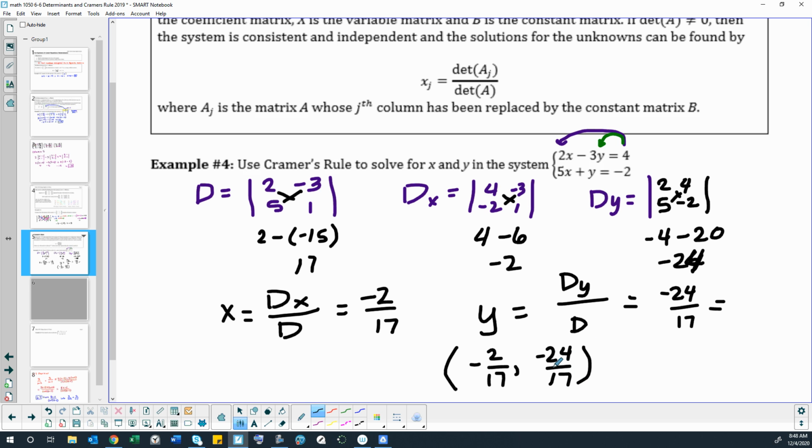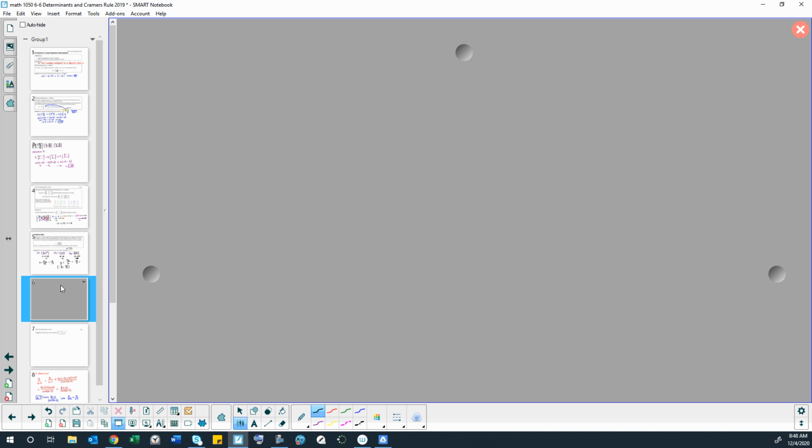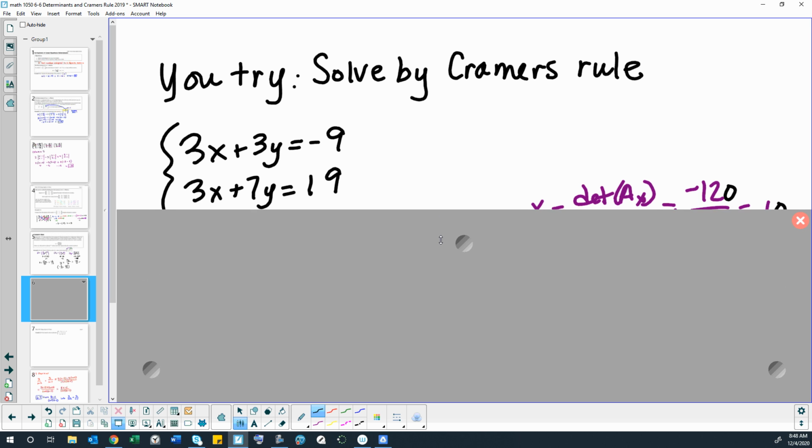So there's our answer. Really ugly numbers, like I said, but hey, pretty easy to do. Imagine doing this with row operations, right? Crazy stuff. Okay, so this next page, I have a problem that I set up that you can just give it a try right now if you'd like.